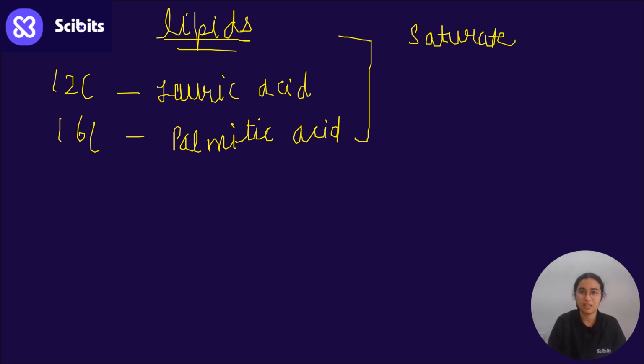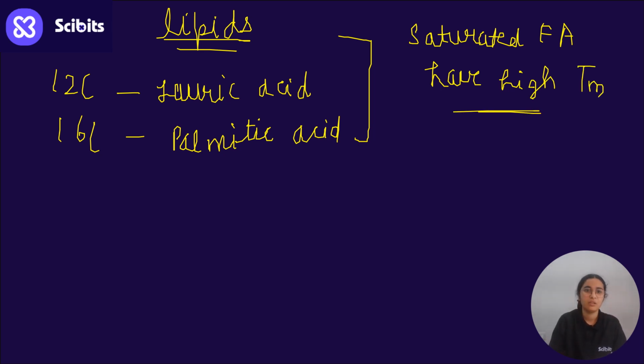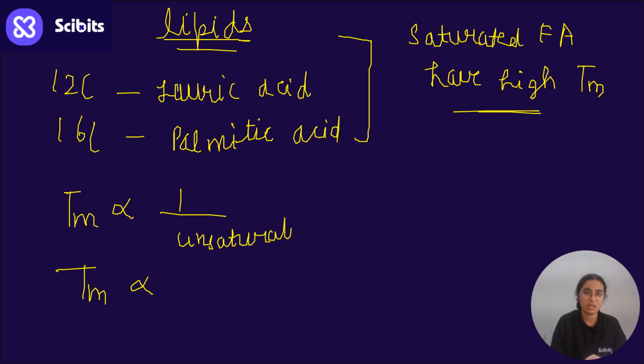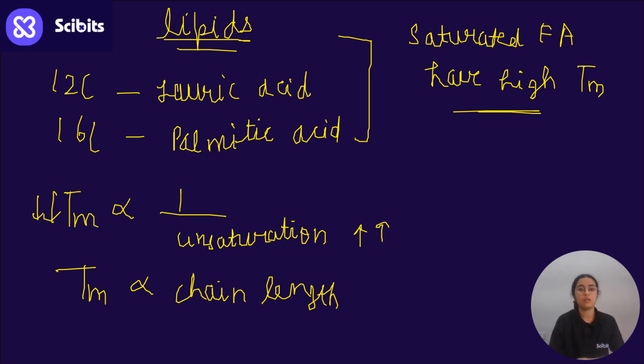But the saturated fatty acids, they have high Tm value, that is melting temperature. So there is a relation between Tm with chain length and unsaturation. As the unsaturation in a particular fatty acid chain increases, the Tm value decreases, and it is directly proportional to the chain length. If the length of a particular fatty acid chain is more, then its Tm value will be high.